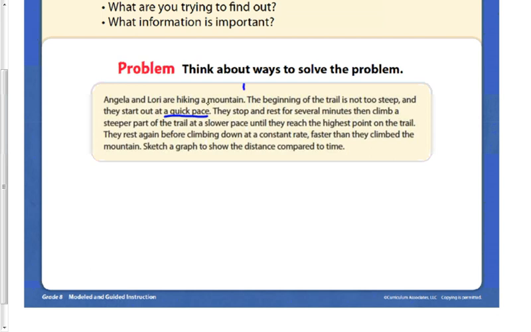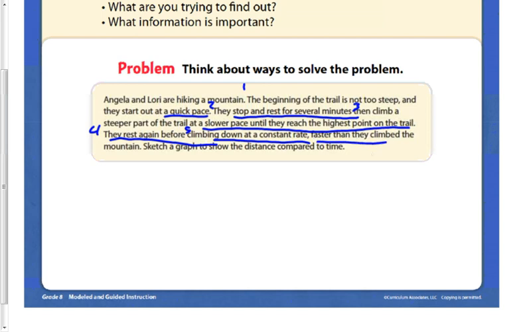Number 2, they stop. Ooh, they stop and rest for several minutes. That means they're not climbing anymore. But then, I'm going to put a 3 here. This is our third situation. Climb a steeper part of the trail at a slower pace until they reach the highest point of the trail. Next, 4, they rest again, so they're not going anywhere, before climbing down at a constant rate. So that might be 5. Climbing down at a constant rate, faster than they climbed the mountain. Ooh, yeah, let's underline that too. Faster than they climbed the mountain.